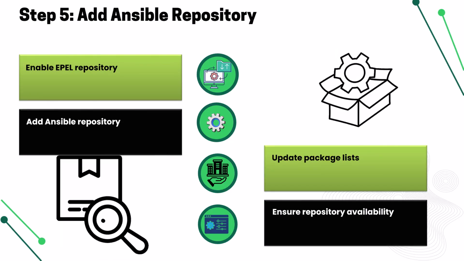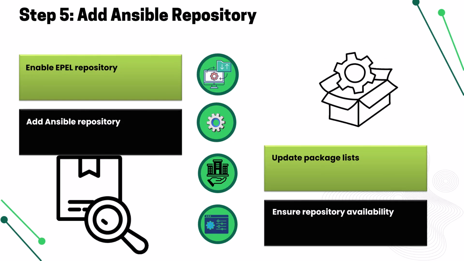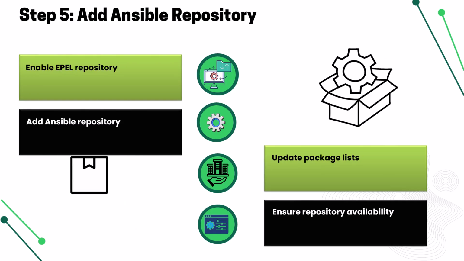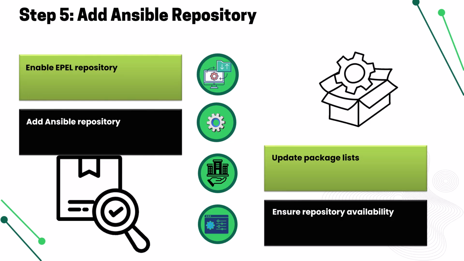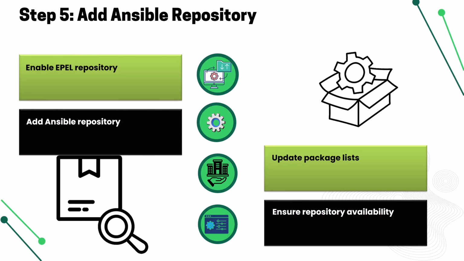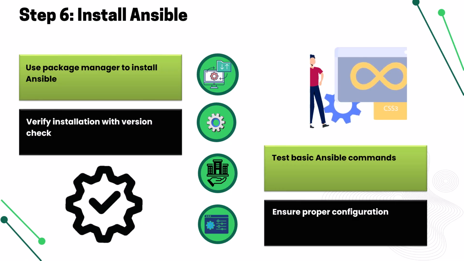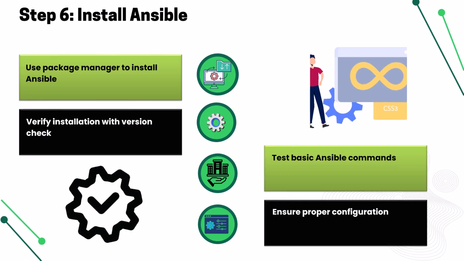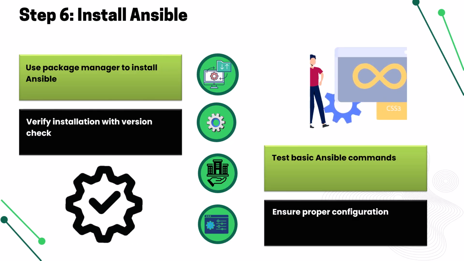Now, let's add the Ansible repository. Enabling the EPEL repo is like unlocking a treasure chest of packages. Add Ansible's repo, update package lists, and ensure everything is available. It's one step closer to automation bliss. Finally, the grand moment. Install Ansible, check the version, and test a few basic commands. If it works, congratulations. You've successfully equipped your EC2 instance with Ansible, making automation just a playbook away.